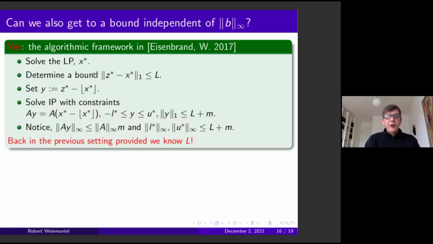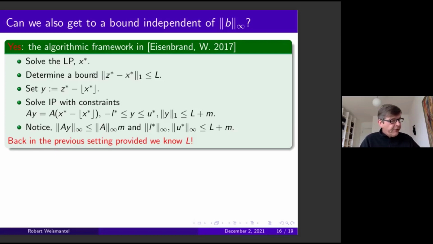And then what you need, this is where the hard work lies, is now a proximity theorem. And the proximity theorem for standard form is typically where you do not work with the infinity norm, but with the L1 norm. So what you would like to prove is a bound, capital L, on the proximity between an optimum LP point and the closest integer optimal point, z star. So if you have established such a bound L, then you can proceed as follows.